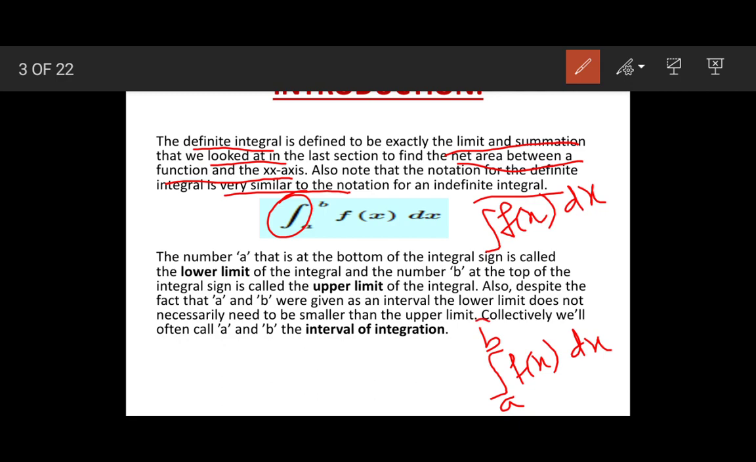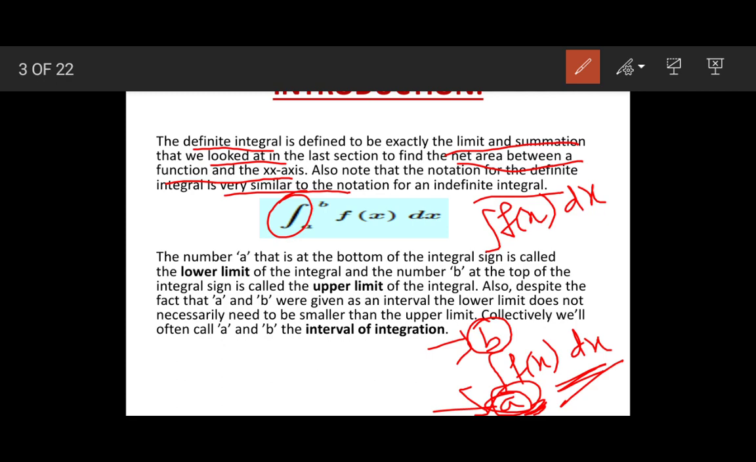Okay, if the limit of integration is given, then this is a definite integration. Now the number a, the number a that is at the bottom of the integral sign is called the lower limit. Okay, this a is called the lower limit of the integral, and the number b at the top of the integral sign is called the upper limit of the integral.